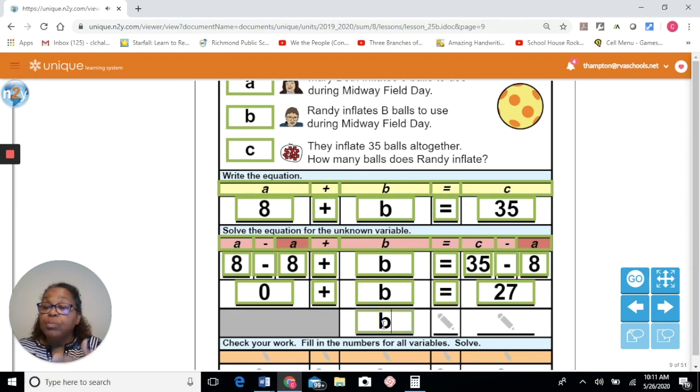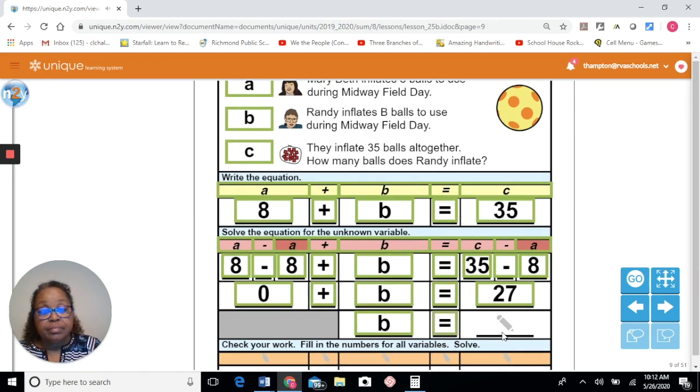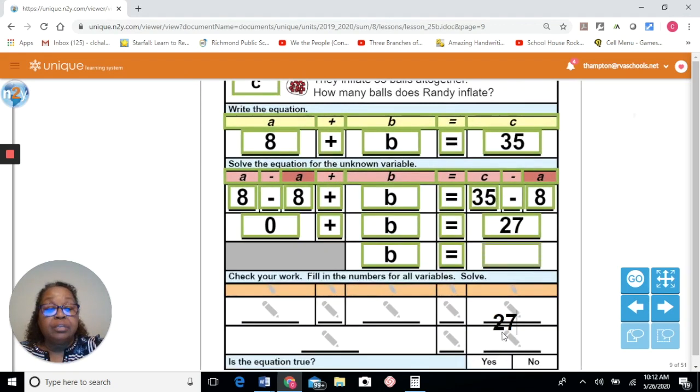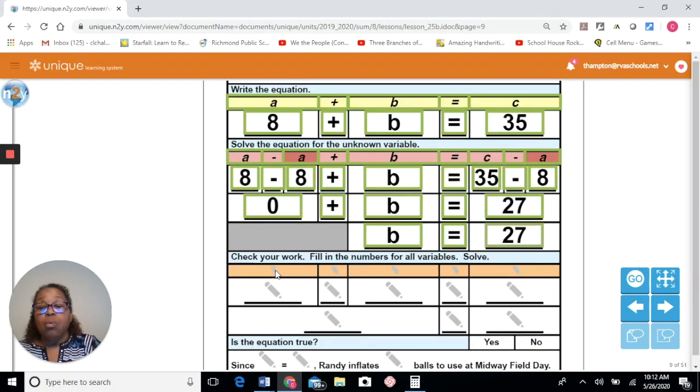Isn't that what we were trying to do? We were trying to find out what is B. Now we know that B equals what? 27. B equals 27. After we have solved and used our rules to solve the problem, we find that B will equal 27. Do you believe it? Well, don't just believe it, test it. Always check your answers, always. That way, you will always make sure that you have it correct. Checking your answer is just as important as solving the problem.